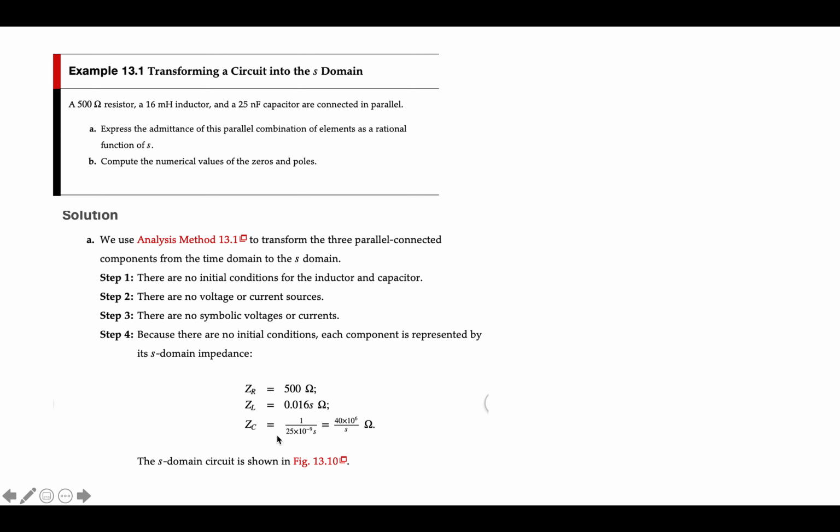And for the capacitor, we'll have 1 over SC, which after we transform that and do a little mathematical simplification, gives you 40 times 10 to the 6 over S. All of those units are ohms. They're all impedances. They could be combined in series or parallel like we would normally combine impedances. So they can be treated just like a resistor or just like we treated an impedance in the phasor domain.